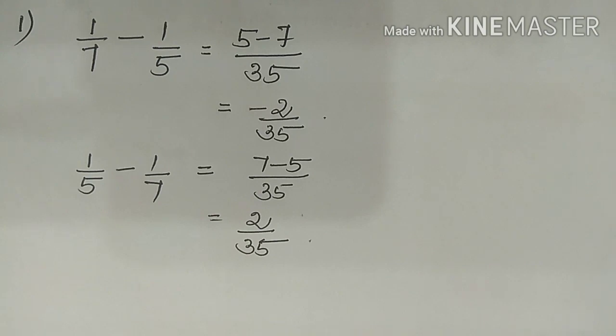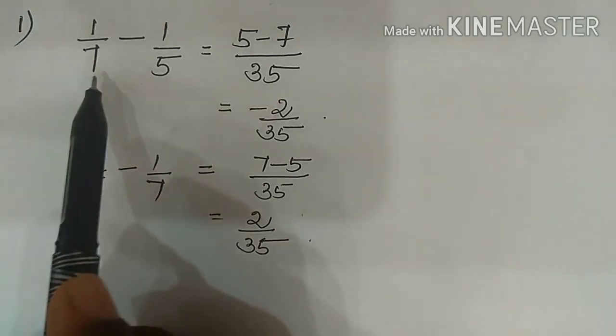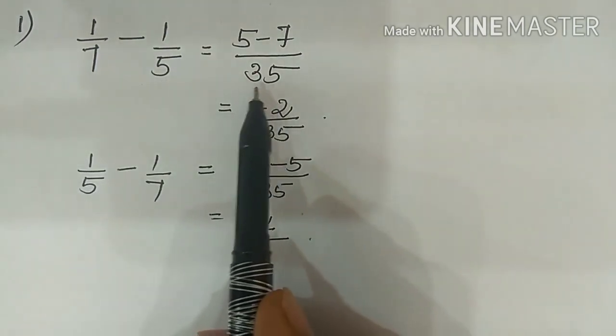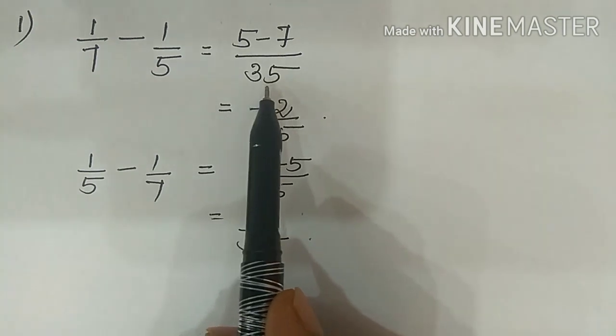Okay, so let's learn it with the help of an example. See here, what I'm going to do is take the difference of two rational numbers. What are they? They are 1 by 7 and 1 by 5. Let's take the difference. That means now I am subtracting 1 by 5 from 1 by 7. Look here, 1 by 7 minus 1 by 5. So the LCM is 35.